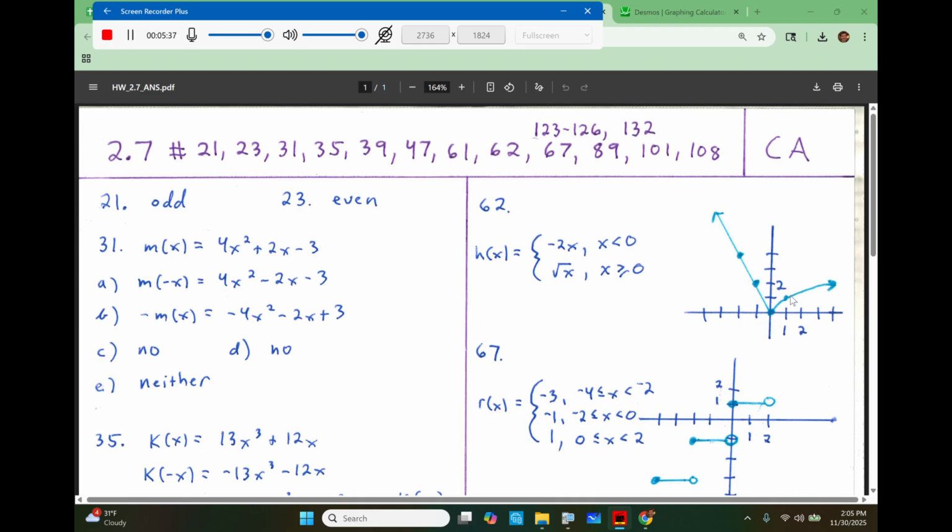So 0, 0, 1, 1, 4, 2. So this also will connect up. So this is open circle. This is closed circle. So I'm going to leave it all as one connected point right there.